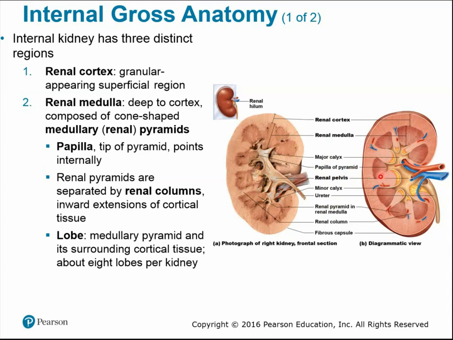Okay. So the renal pyramids you see are separated by renal columns. So the renal columns are just extensions of this cortex. It's going to kind of go toward the center of the kidney. And then the lobes, the renal lobe is just a medullary pyramid and its surrounding cortical tissue. So generally there's about 8 lobes per kidney. So this whole thing would be 1 lobe. This whole thing would be a lobe. Here's our 3rd lobe. Right, so the pyramid and the renal columns beside it make up 1 lobe of the kidney.